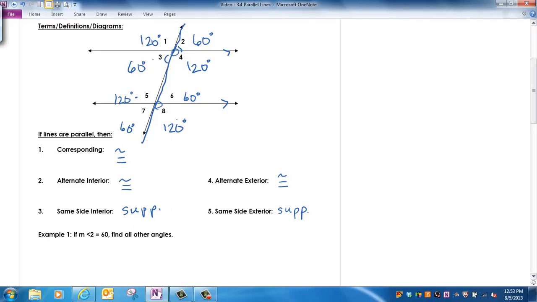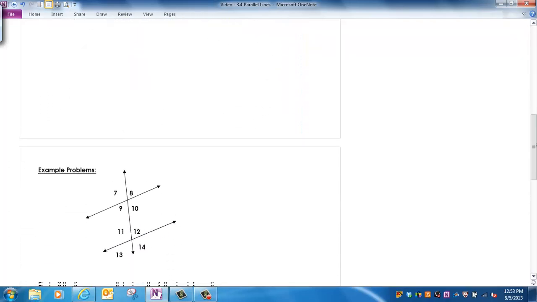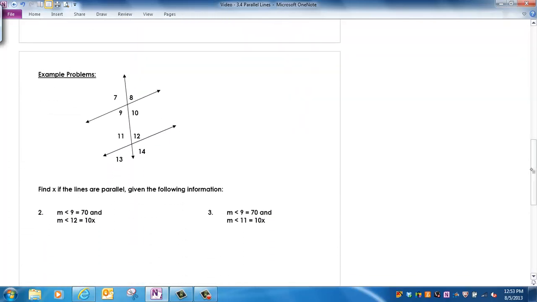Some general rules of thumb. If they look the same, they are the same. So all acute angles are congruent, all obtuse angles are congruent, and any acute plus obtuse will add up to 180. Let's see how we can do this with a little bit of algebra.